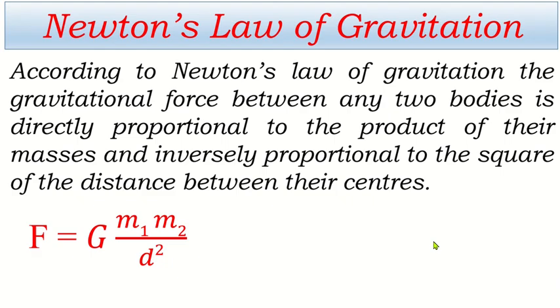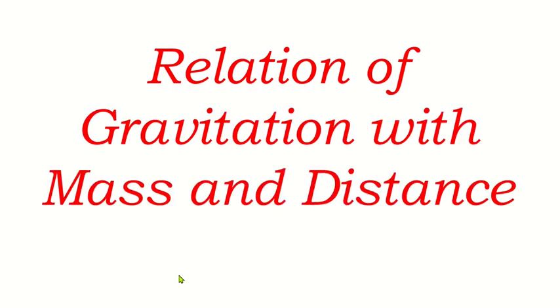It was done in the previous class, and if you remember, this is the formula derived from Newton's law of gravitation. Have you noticed that according to this law, the gravitational force between two bodies depends upon their mass and distance? That's why remember this: gravitational force depends upon the mass and distance. Today I am going to focus on the relation of gravitation with mass and distance with the help of some numerical problems. Look at this numerical problem.